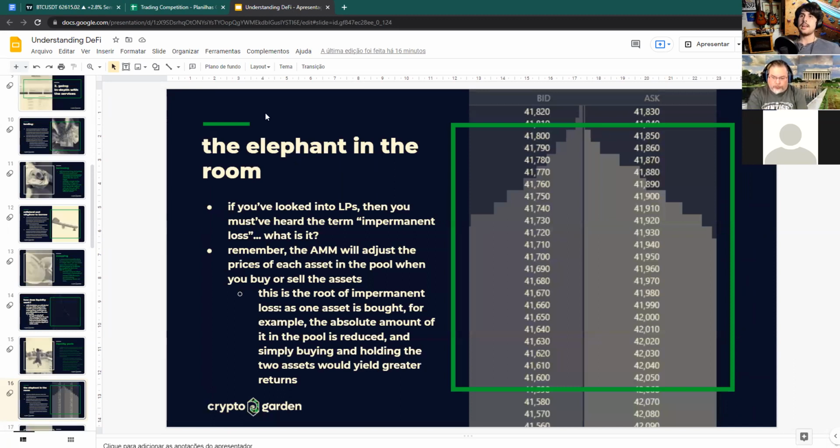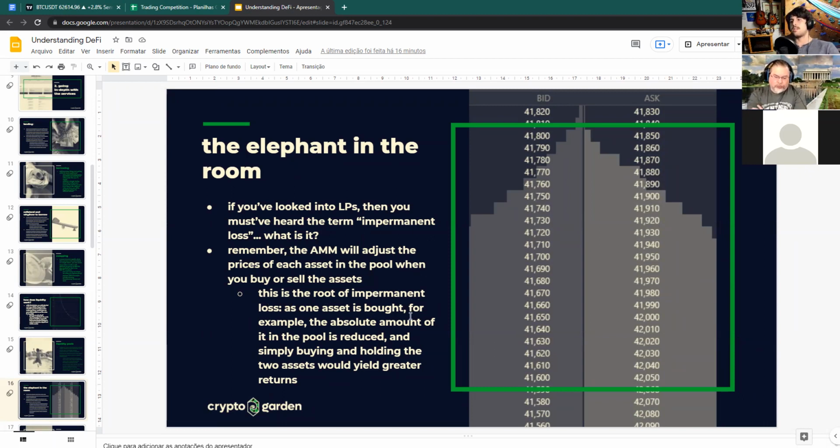Now, let's talk a bit about the elephant in the room, which is a term that you might have heard and that might have scared you from providing liquidity in the past, which is impermanent loss. What is it, right? Remember, the AMM, the automated market maker, will adjust the prices of each asset when you buy or sell the assets. So this is the root of the impermanent loss.